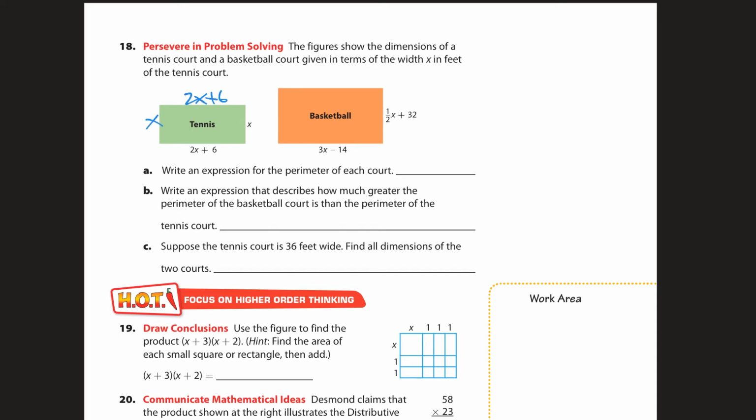So for the tennis, I'll write T for tennis. That is what? 2x plus 2x is 4x, 5x, 6x. That's 6x. And then this is 6 plus another 6. That's 6x plus 12. And then for the basketball, let's see, this is 3x minus 14.